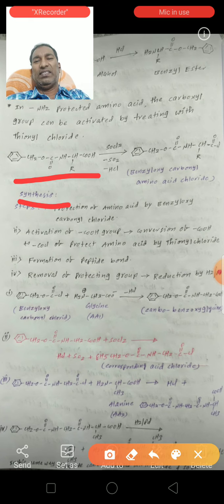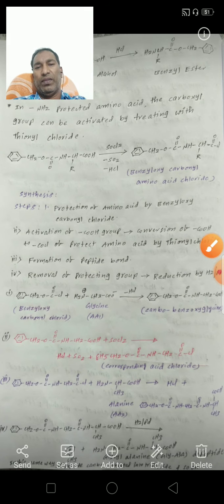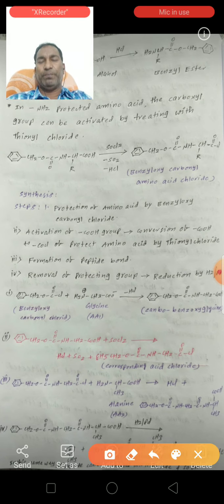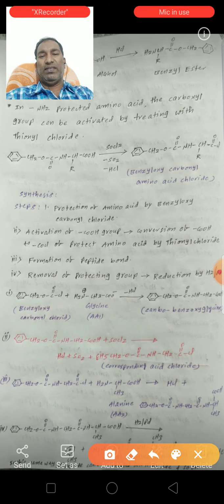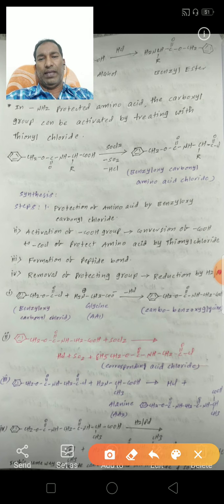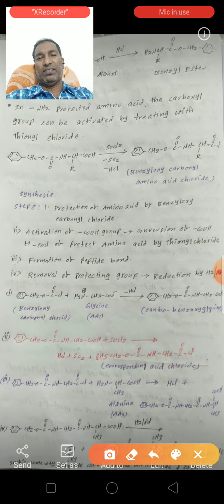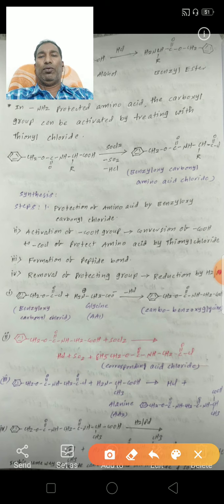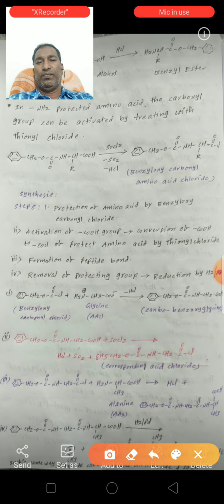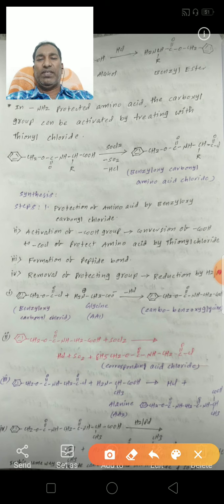Now see the synthesis steps. Step 1, protection of amino acid by benzyloxycarbonyl chloride. This is the first protection of the NH2 group. Next, activation of the COOH group by conversion of COOH to COCl of the protected amino acid by treating with thionyl chloride. This is the second step. Next, the third one is the formation of peptide bond.